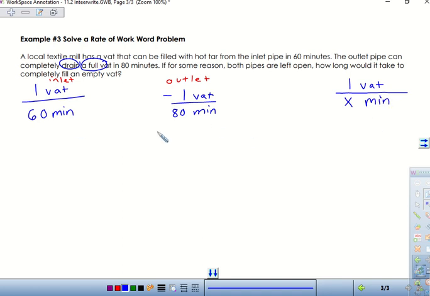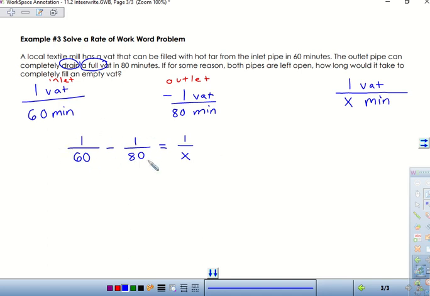So we know that if these two things are happening simultaneously, it's going to be equal to this, right? Simultaneously means some of it's going in, some of it's going out. So what we're going to do is we're going to basically add them together. 1 over 60 plus a negative 1 over 80 is equal to 1 over x. So, does everybody understand why it's subtraction? Okay. Now here's the good thing. It's going out slower than it's coming in, so eventually it will fill up, right? Because of that.